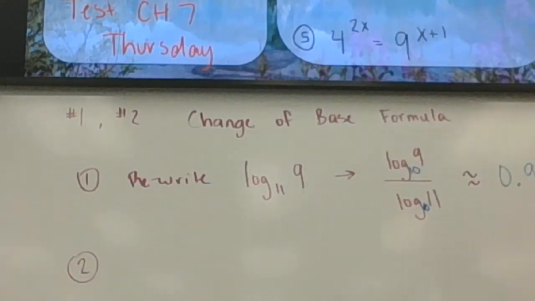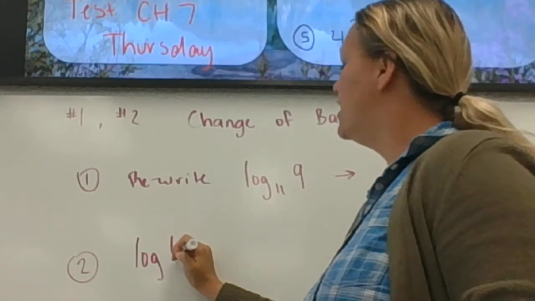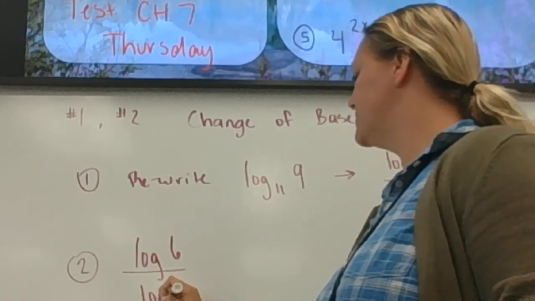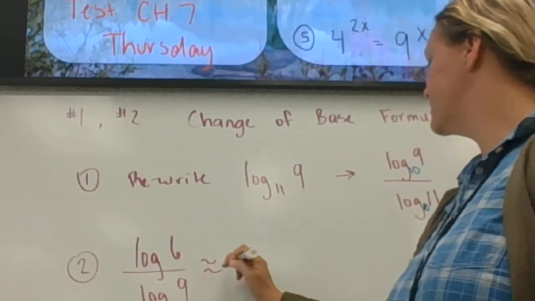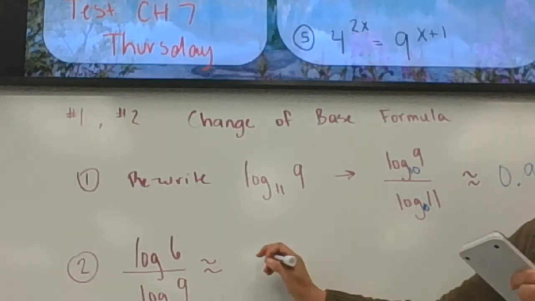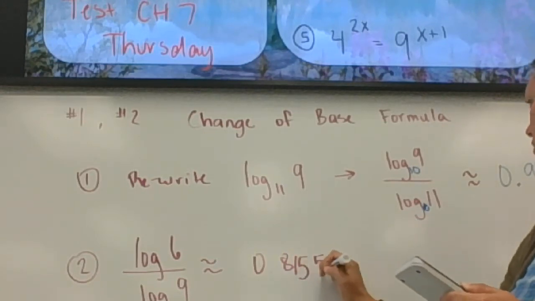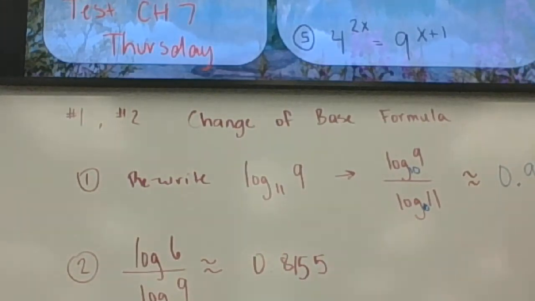So number 2, change of base. I would do log 6 over log 9. If you're not sure how to do this in your calculator, you let me know. I can come by and look at it. Alright, there's numbers 1 and 2.